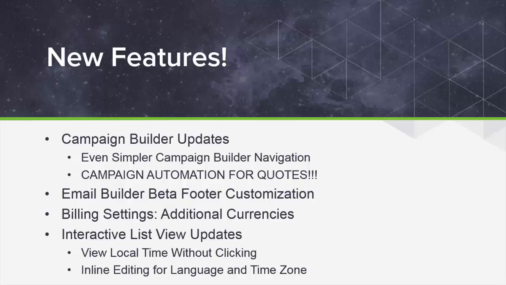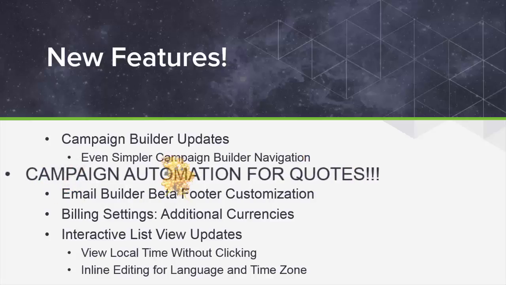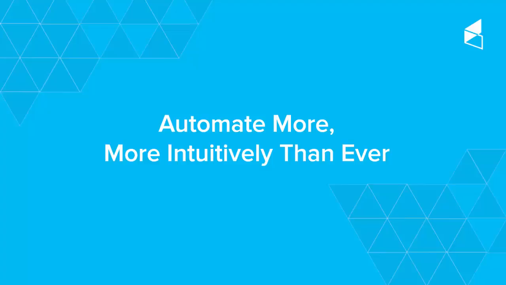So these are some pretty exciting updates. Let's just start at the top and work our way down. If I happen to skip one, it's not because I'm trying to save the best for last or anything like that. So let's just go through these in order. I'm not picking favorites or anything. First of all, the campaign builder updates. These are going to allow you to automate more intuitively than ever.